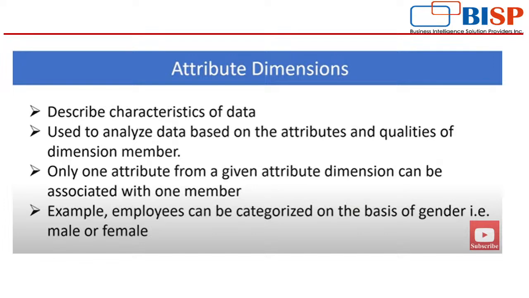And it is important that to any of the members, only one attribute can be assigned. It cannot be increased. So for example, here I also mentioned that employees can be categorized on the basis of gender. These categorizations are additional descriptive information in a more structured way. That is why it is termed as attributes.